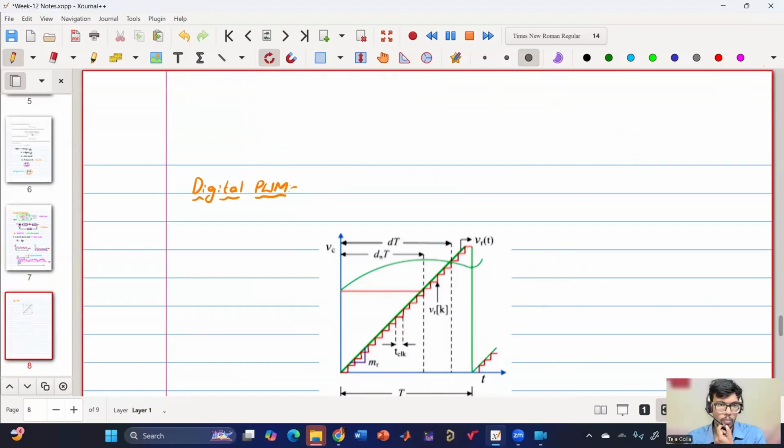So I hope no queries. In the case of analog, we have an analog sawtooth, and it is compared with the control voltage. Whereas in the case of digital, digital is a number, right? So you have a digital counter, which counts with respect to one clock. So it has finite resolution. Whereas analog is a sawtooth ramp, like charging a capacitor, and it has infinite resolution because it is analog. Whereas this has finite resolution.